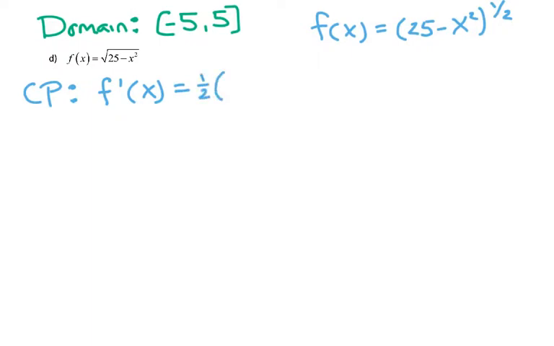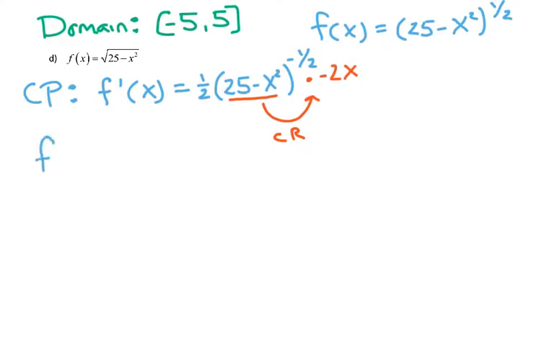1/2 times 25 minus x squared to the -1/2. And don't forget this is an inside function. And from the chain rule, we get times -2x. So now we need to simplify. And this will become -x over the square root of 25 minus x squared.